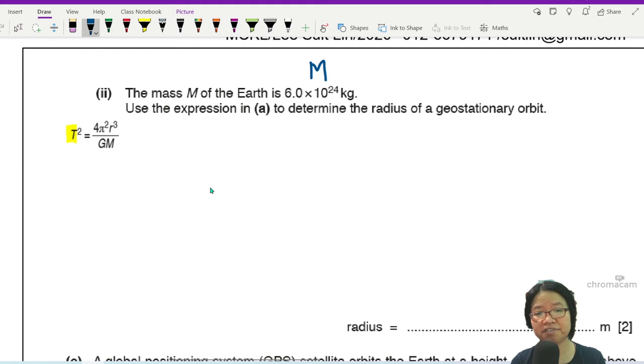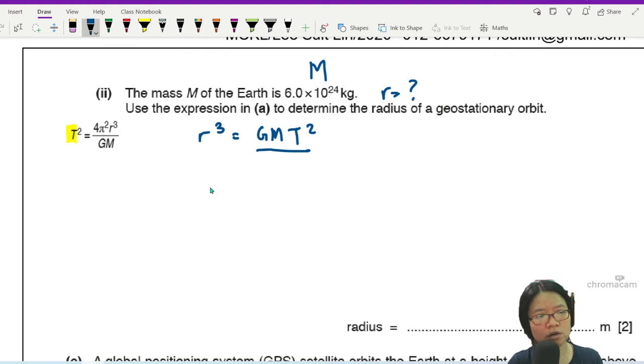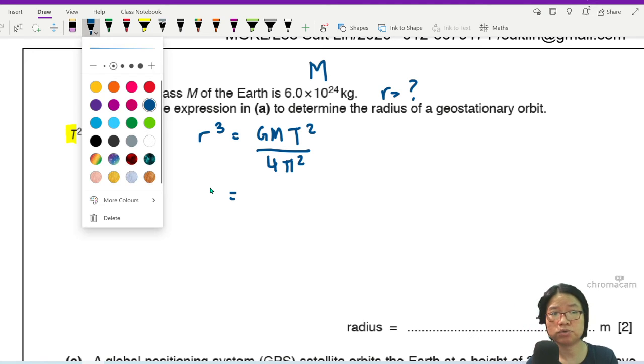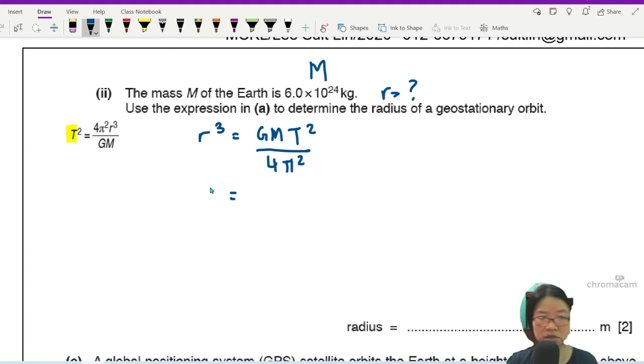So I want to find the radius, and what I normally do is I rearrange first because later I need to press the calculator. Okay, so I will have r cubed because we are looking for r. So r cubed will be equal to GMT squared over 4 pi squared. Okay, this is a pro move. You arrange first, then only you substitute. That way you don't have to move big numbers around.